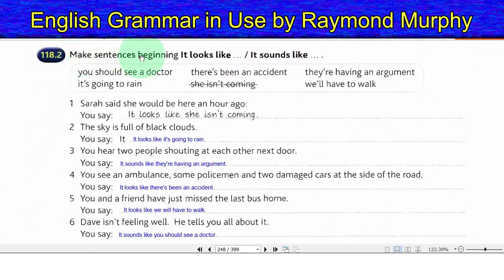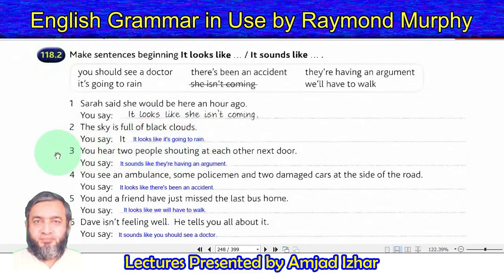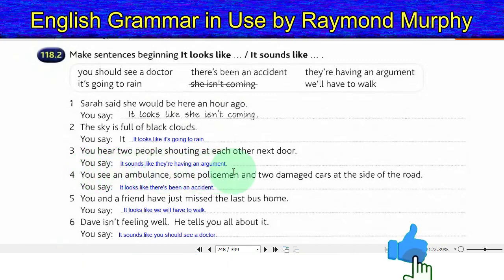118.2. Make sentences beginning it looks like, it sounds like. You should see a doctor, there has been an accident, they are having an argument, it is going to rain, she is not coming, we will have to walk. 1. Sarah said she would be here an hour ago. You say, it looks like she is not coming. 2. The sky is full of black clouds. You say, it looks like it is going to rain. 3. You hear two people shouting at each other next door. You say, it sounds like they are having an argument.